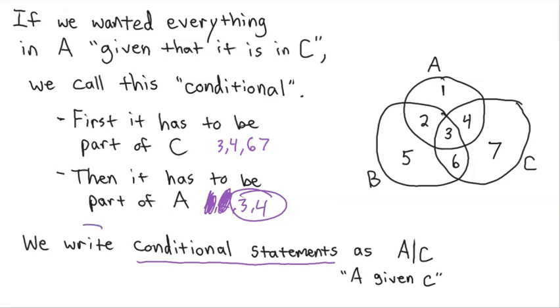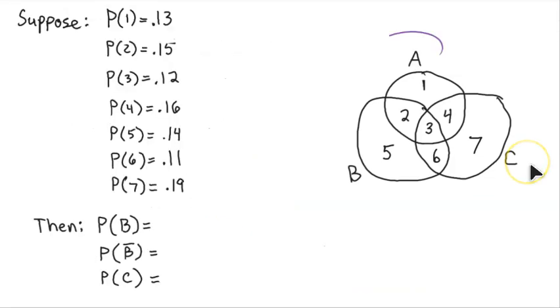The way we write this conditional statement is we write the A first with this bar here, and then the letter C. So we write A bar, A vertical bar C, and the way we say it is A given C. Okay, so now we're going to take this Venn diagram and assign probabilities to each one of the numbers.